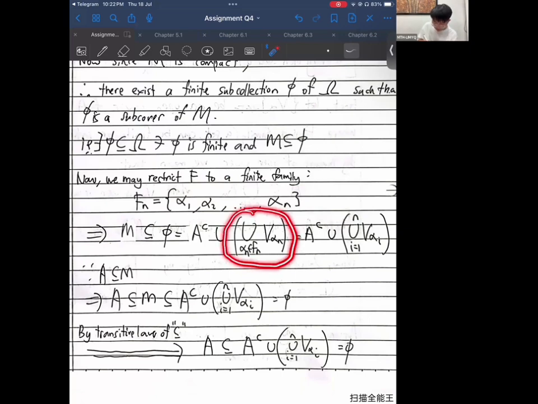So this infinite set becomes a finite set, of course, union with A complement. We do not know whether A complement can contribute to cover M or not, so we have to include this one also. This one has n elements, and this one is just one element only. So the union of these consists of n plus one elements, which is also finite. So this is a finite subset of the open cover.